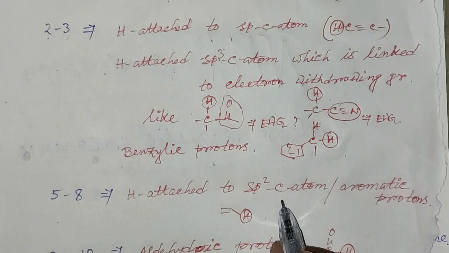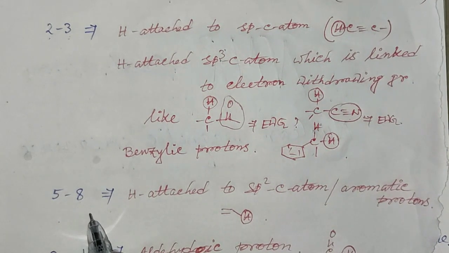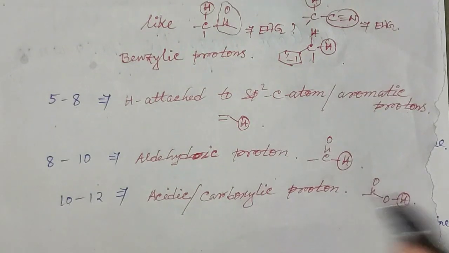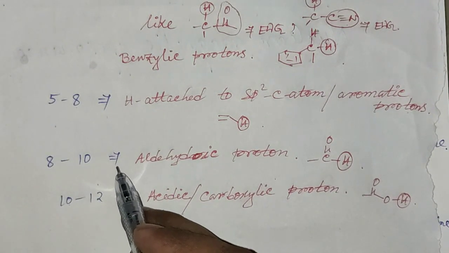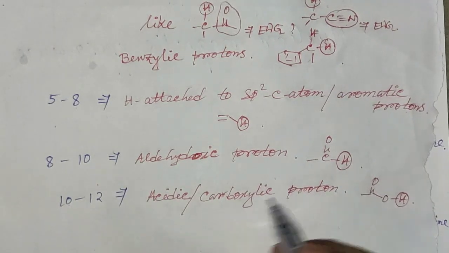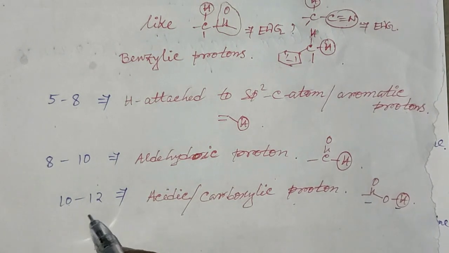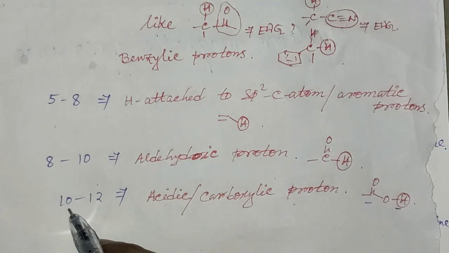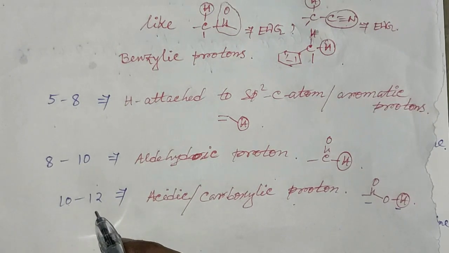For olefinic protons or aromatic protons, it will appear within the range 5 to 8 ppm. 8 to 10 ppm chemical shift values are assigned for aldehydic protons, and for acidic or carboxylic protons, this proton will come within 10 to 12 ppm, that is very downfield.